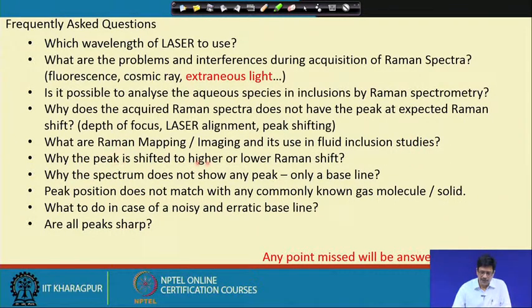So, the peak can be shifted to higher or lower Raman shift because of the instrumental parameters or the reasons that we have shown. For example, the methane peak can always shift depending on the density, as can the carbon dioxide peak. And sometimes while taking a Raman spectrum we may see that there is no peak coming, only a baseline is showing. It generally happens when the Raman intensity is so high that the detector gets saturated and does not show any peak.